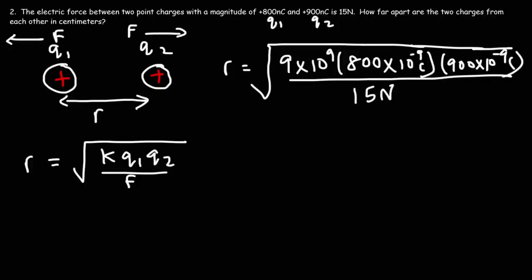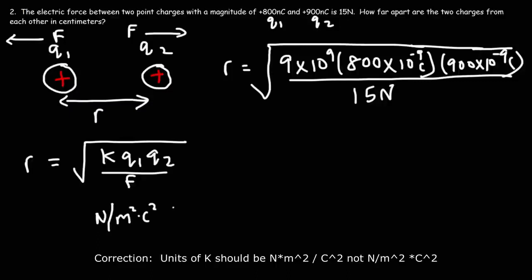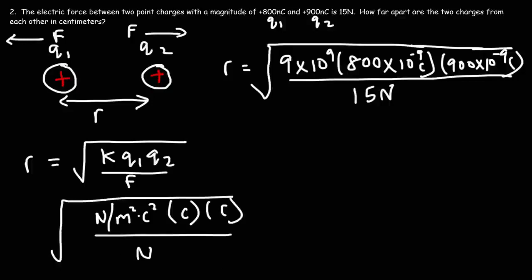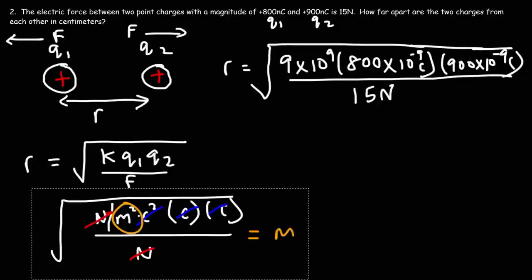Now for those of you who want to see the units, I'm going to plug in the units in this formula. K has the units newtons over square meters, square coulombs. Q1 is in coulombs, Q2 is in coulombs, F is in newtons. So the unit newtons cancel, the unit coulombs cancel. So we have square meters, and when you take the square root of square meters, you're going to get the answer in meters. For those of you who want to see how the units work in that formula.